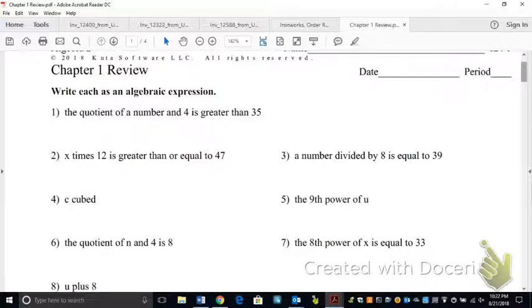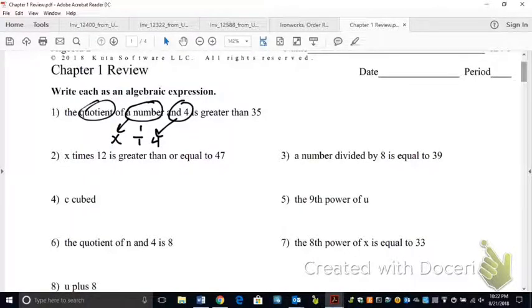So, on this first group, what we're doing is simply going from a written description of an expression to the actual algebraic expression. So number one, we're going to look at the word quotient. So that's going to be division. And then what are we dividing? We're dividing a number. Let's call that x. You can really call it anything you want. And 4. Okay. So that's the quotient of a number and 4.